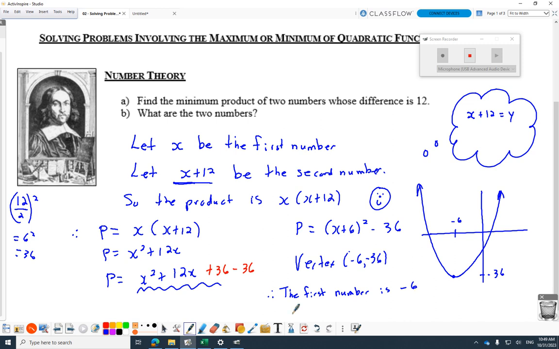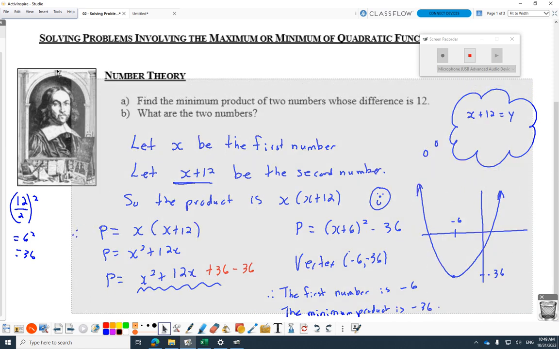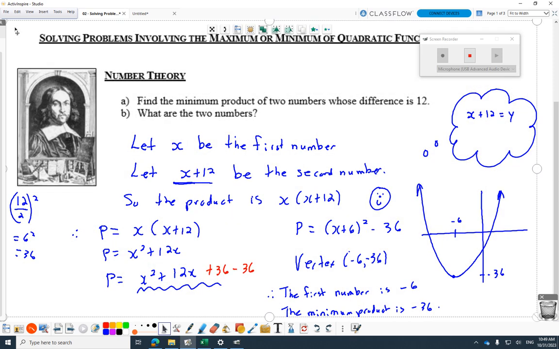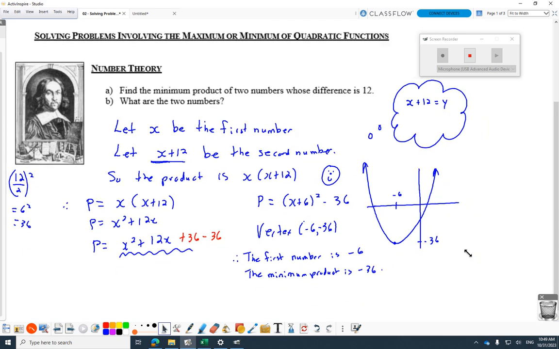The minimum product is -36. I'm running out of space down here. Sorry, that is too low. Just give me a second. You iPad people will love what I'm going to do next. The rest of you, you don't get this kind of technology. There we go. I got some space. The minimum product is -36 because that's what I was graphing was product. And finally, the second number.